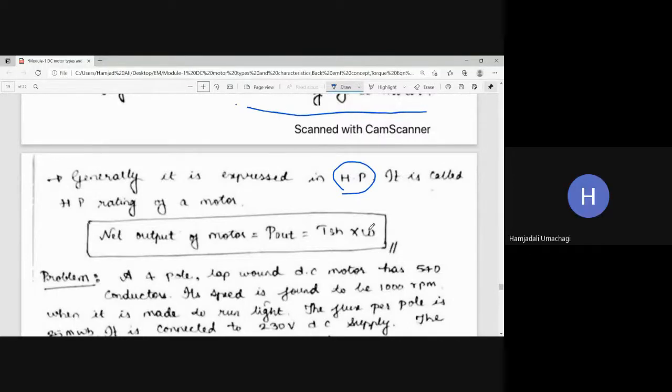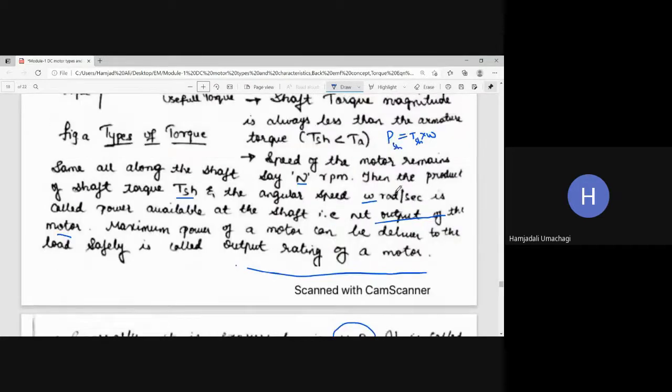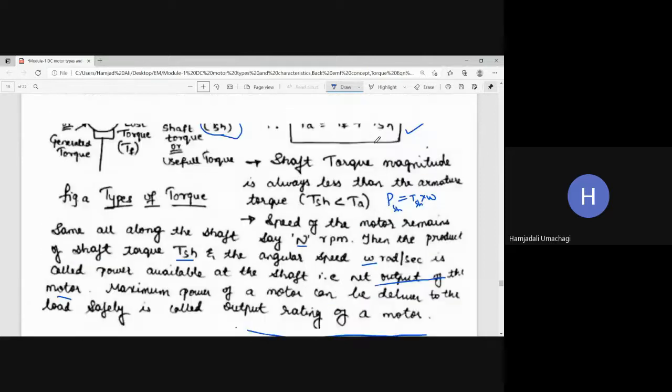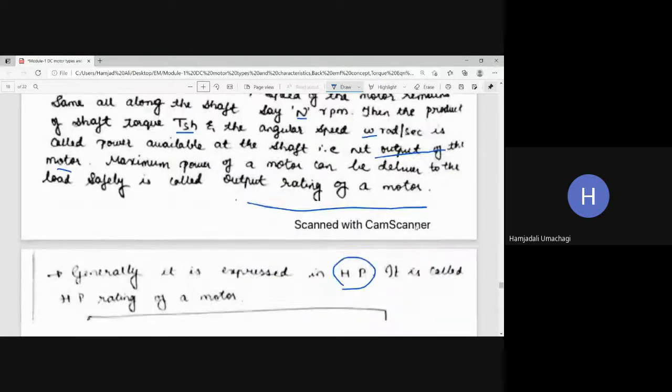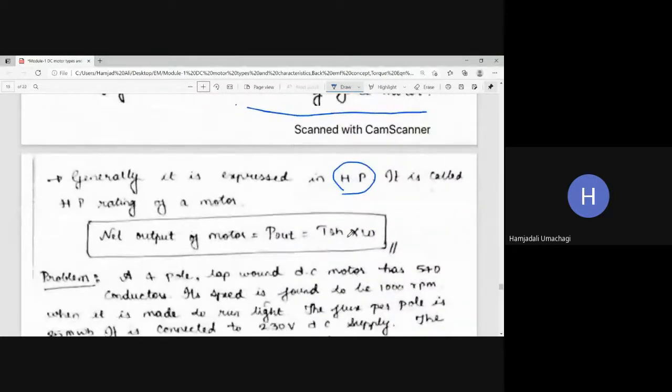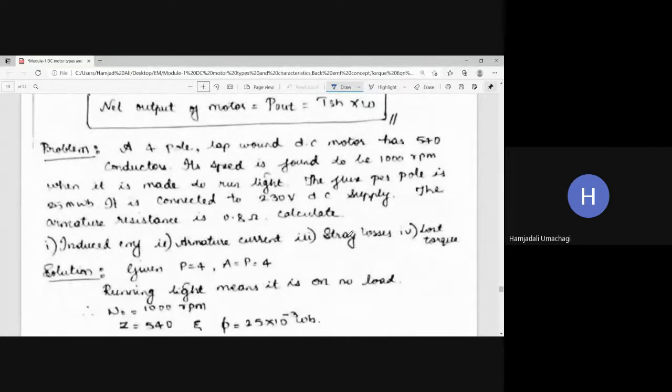HP stands for horsepower. Therefore, the net output of the motor, P out, is equal to T_SH into omega. The same thing we have seen here: net output means at the output side, P out is equal to T_SH into omega. Then we'll see the problem here.